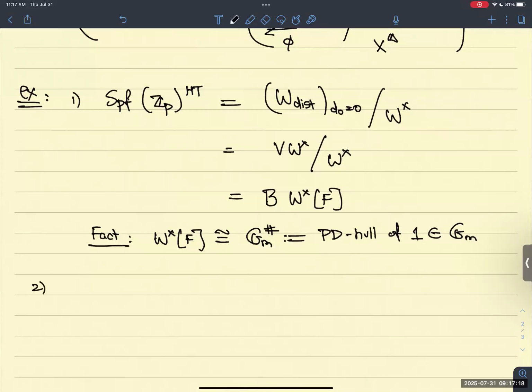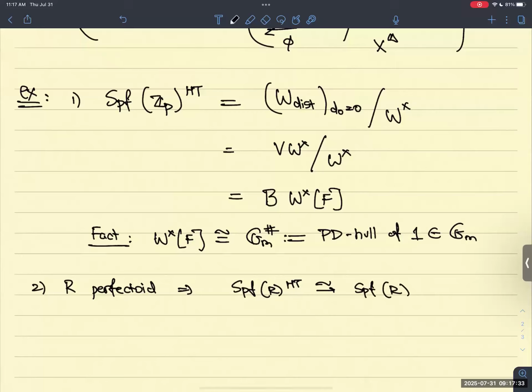Another example I wanted to mention is what happens in the perfectoid case. So if R is perfectoid, then essentially we already know what should happen. Then the Hodge-Tate stack of R is just isomorphic to R itself. And therefore, the perfectoidization of R also ends up being isomorphic to R. So nothing new happens for perfectoids. But in general, something does happen.